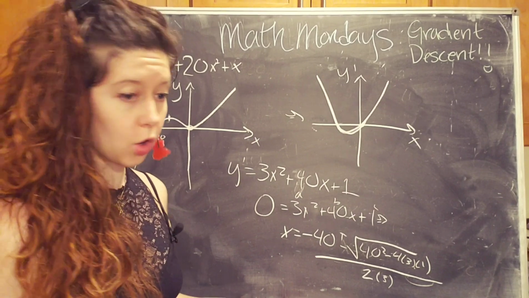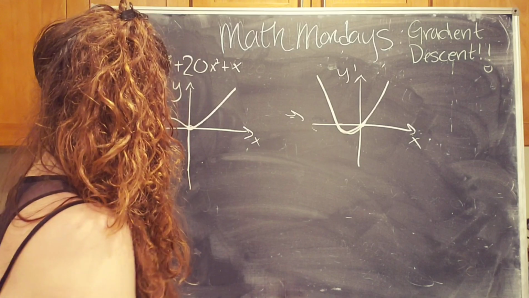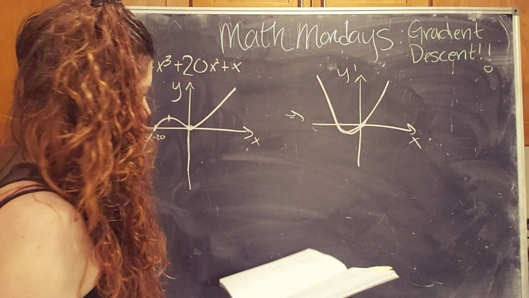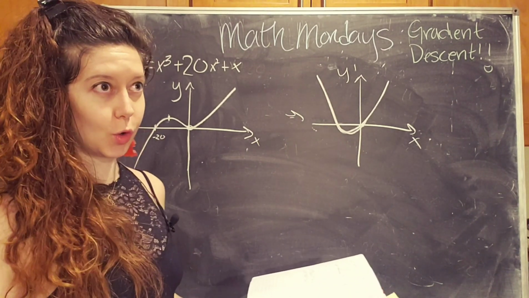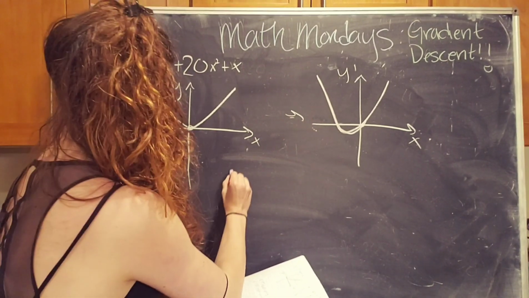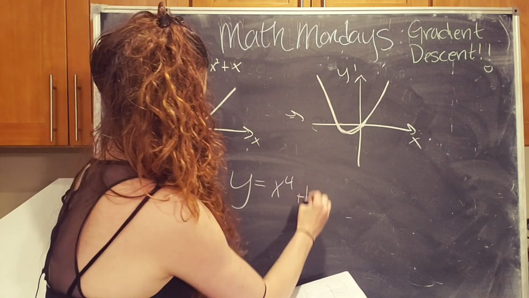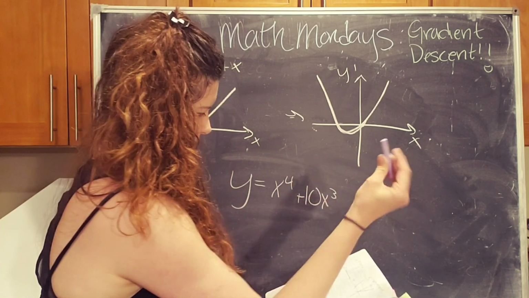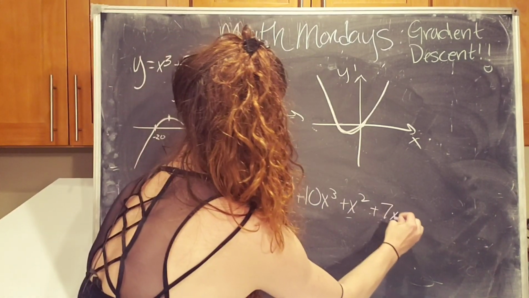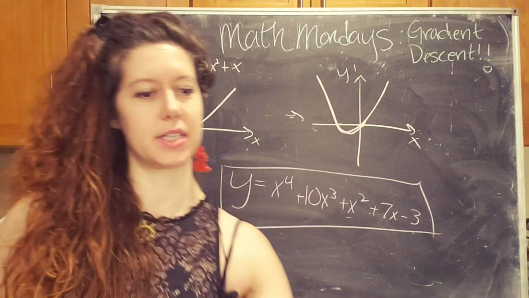Okay, so the challenge that I am leaving you is, I'm going to write it in purple because it's special. I want you to find the local minima or maxima, we'll see what happens, of this equation: y equals x to the 4th plus 10x cubed plus x squared plus 7x minus 3. And it doesn't have to be exact.